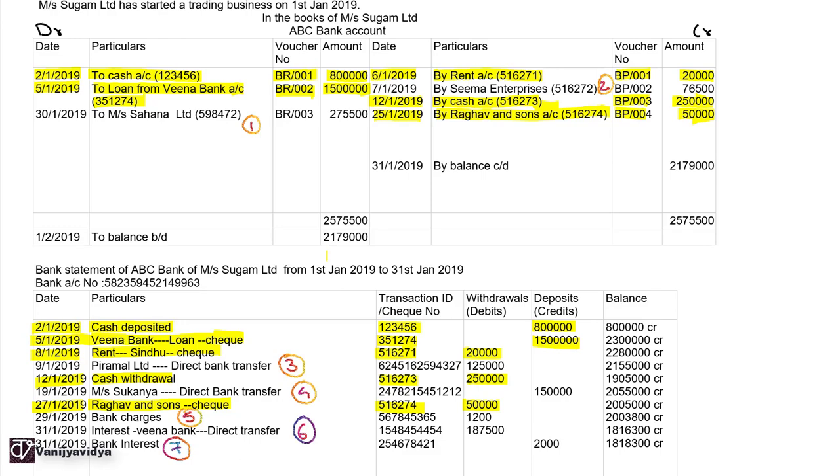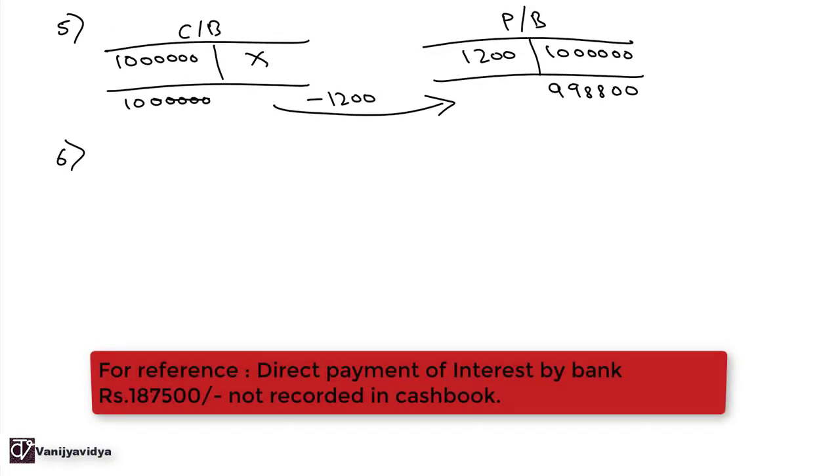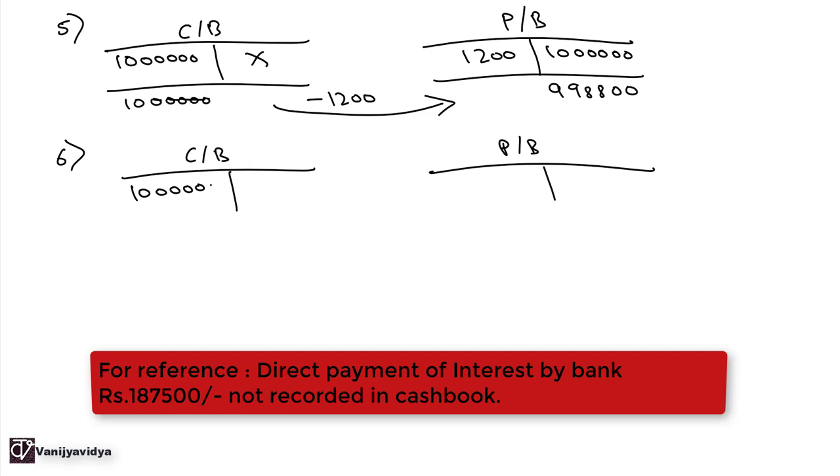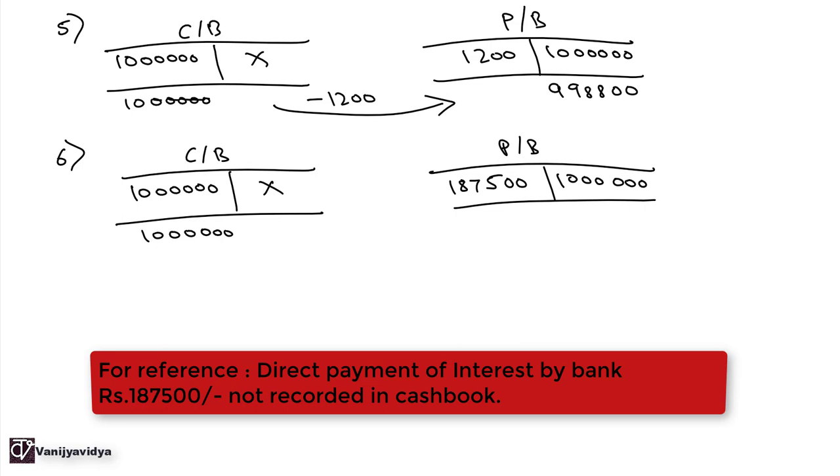Let's prepare a working note for this. 6. We have cash book, passbook. 10 lakh debit as per cash book, 10 lakh credit as per passbook. Now there is an interest which is debited in the passbook. So 1,87,500 debit. No entry in the cash book. So balance as per cash book is 10 lakhs.